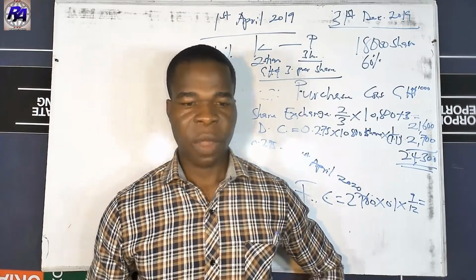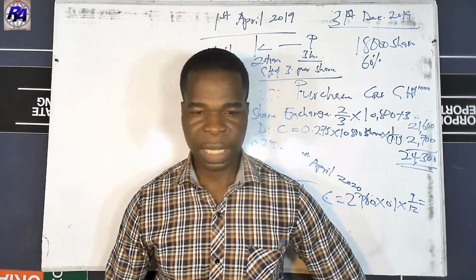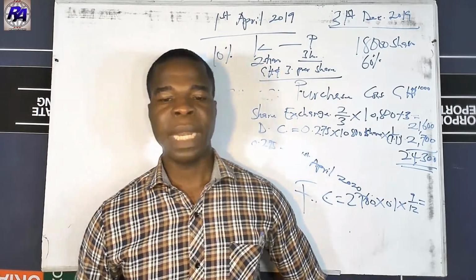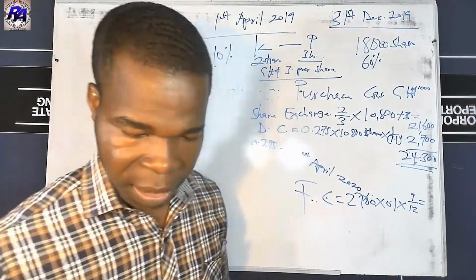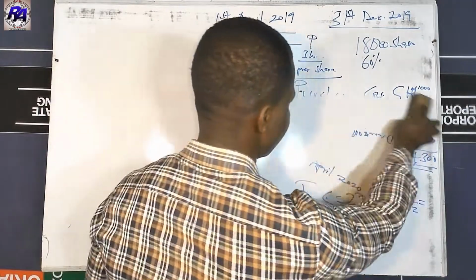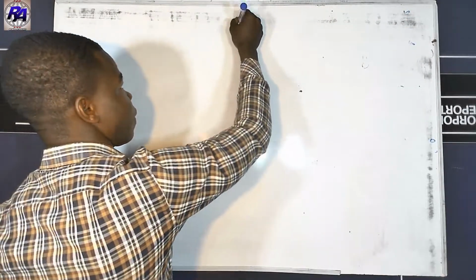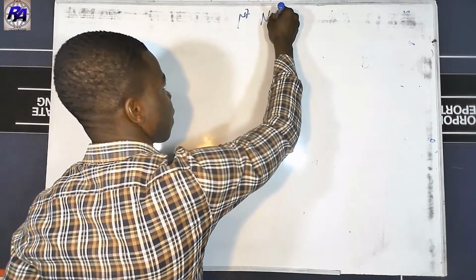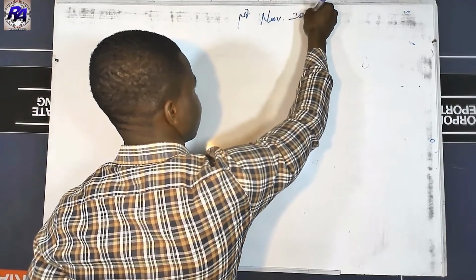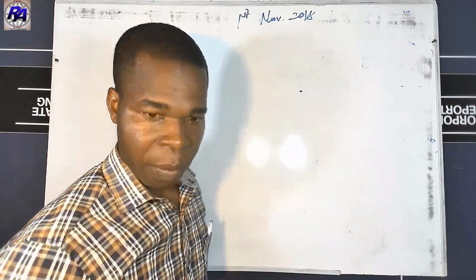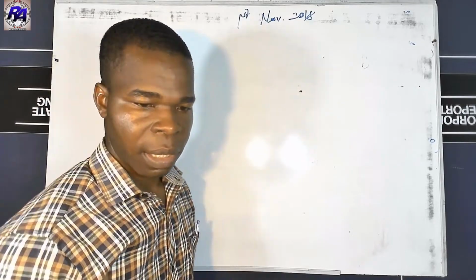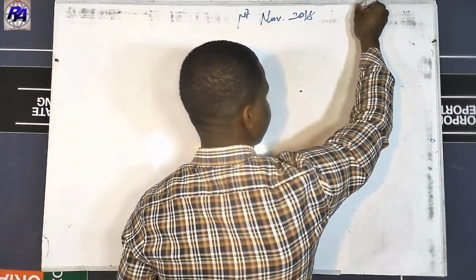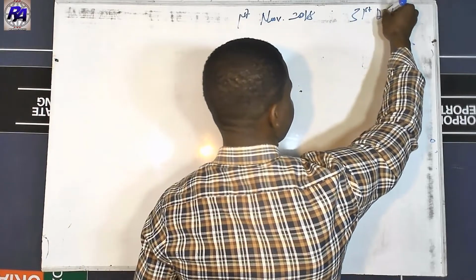We're told that on 1st November 2019, Sankofa purchased 2.4 million ordinary shares of K3. So here the acquisition date is 1st November 2019. Now quickly let's look at the reporting date. The reporting date in this question is going to be 31st December.